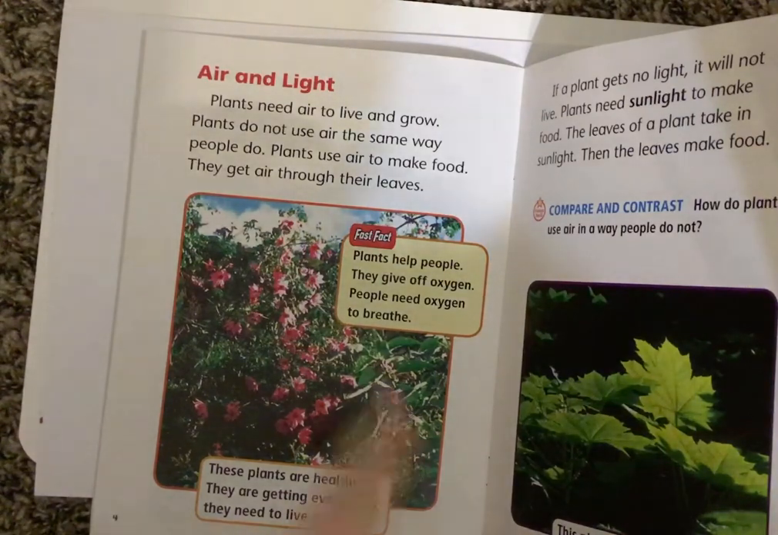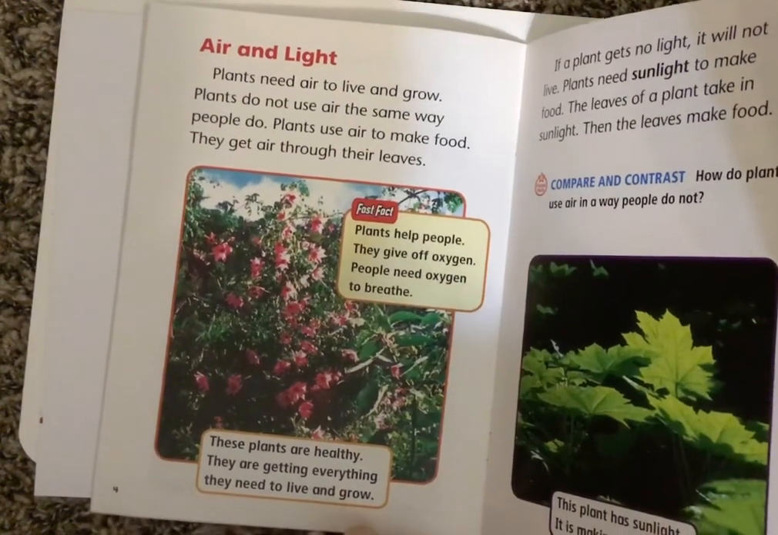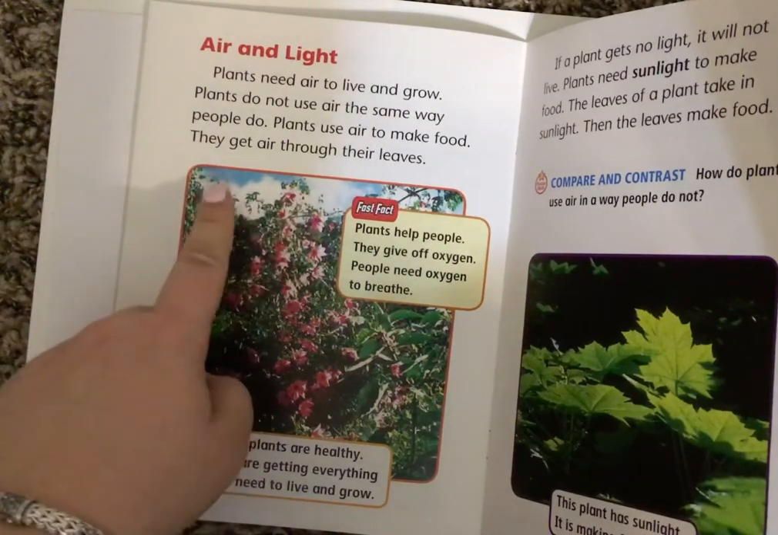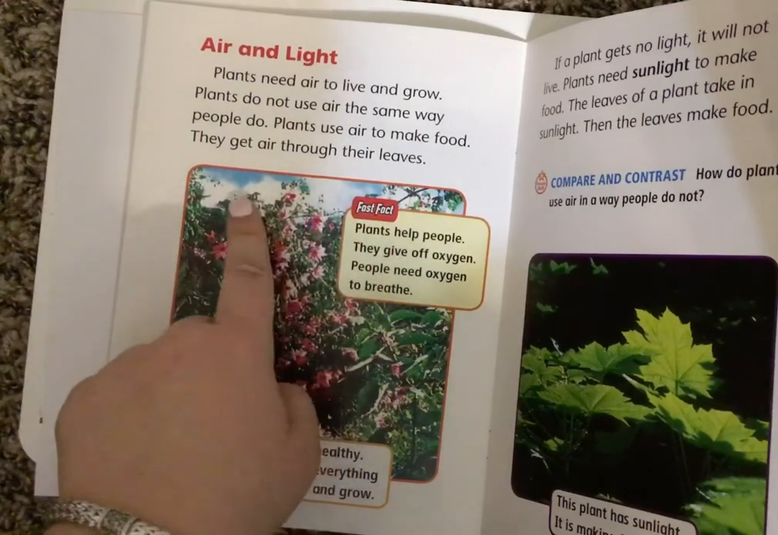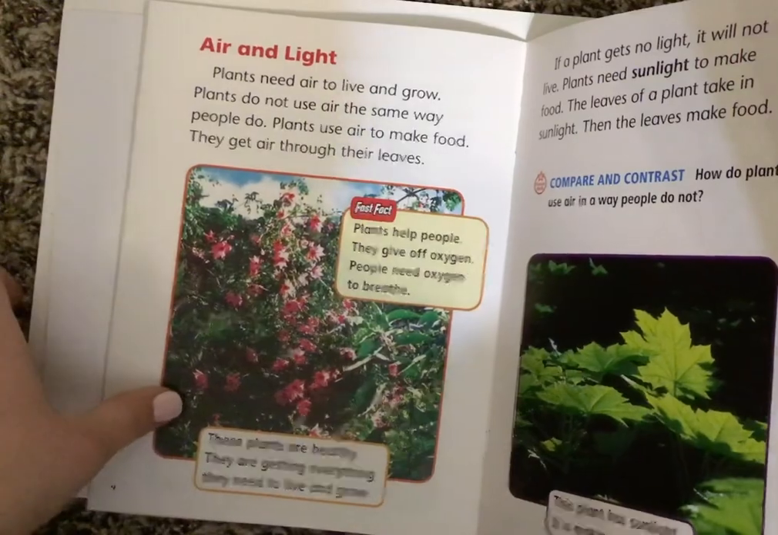Great work. Fast fact. Plants help people. They give off oxygen, and people need oxygen to breathe. So if you didn't know, plants are super important for us, boys and girls. Here's a caption to our picture. These plants are healthy. They're getting everything they need to live and grow. We can see that there's air. We can see that there's light coming up from the sky, in the blue sky.